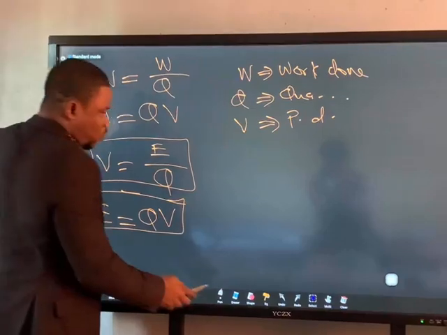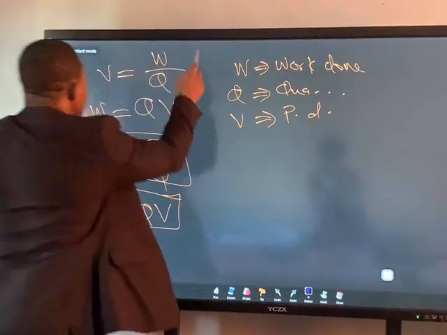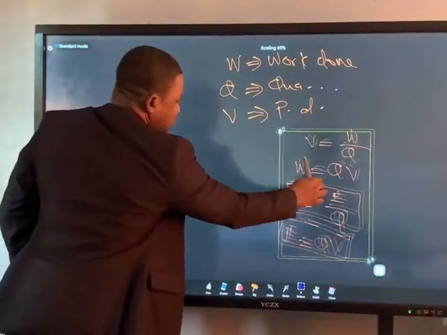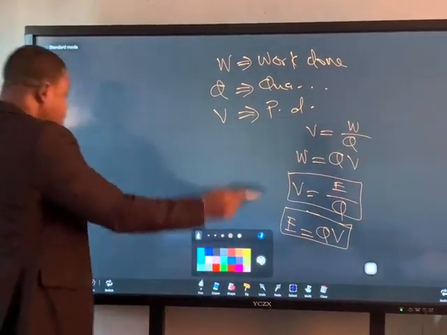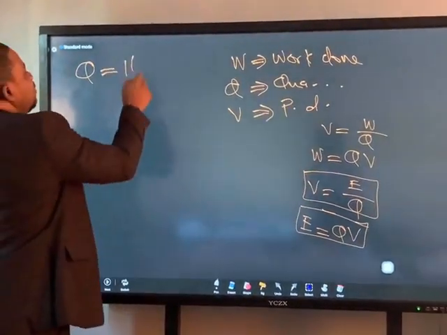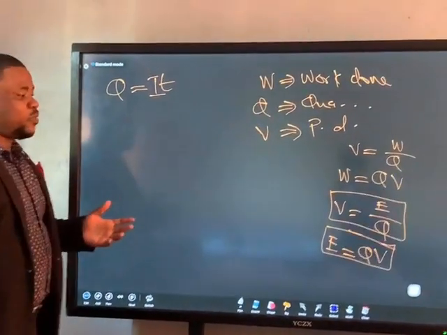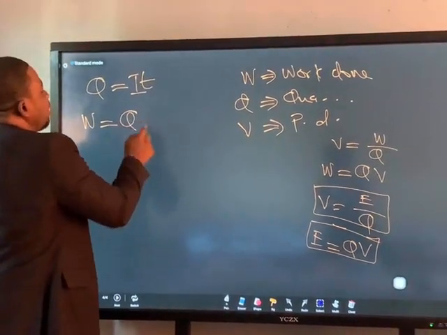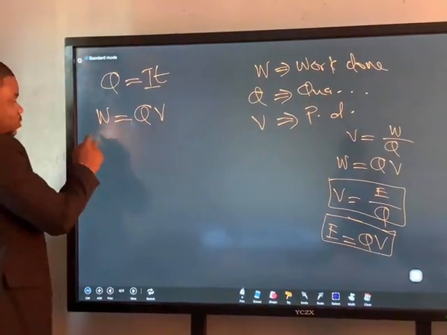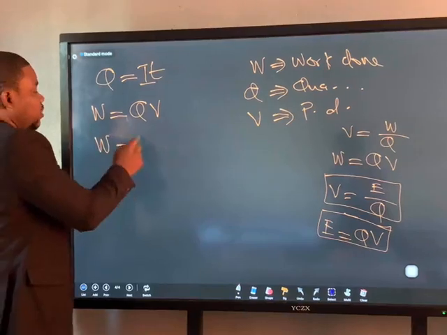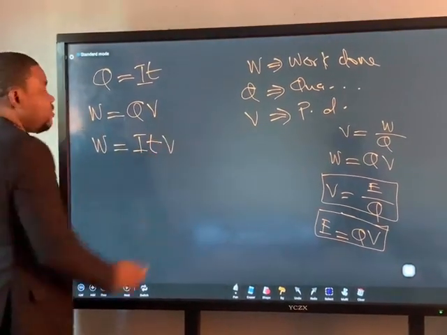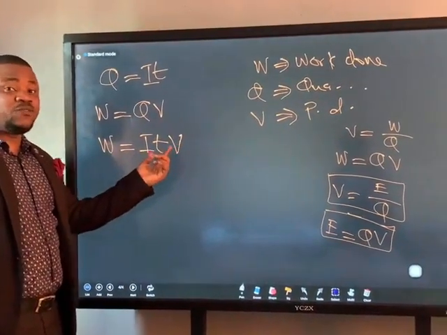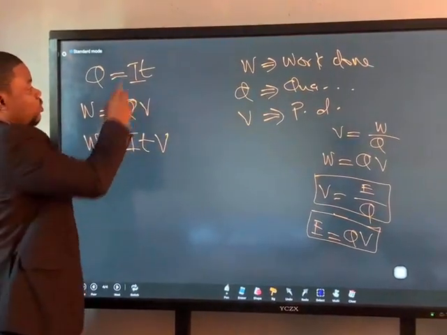But we have also said that quantity of charge before now is current times time. So if work done or energy is equal to quantity of charge times voltage, I can say that work done is the same thing as I T times V. You get what I'm saying? Quantity of charge times potential difference. Q is equal to IT, so I can have this.